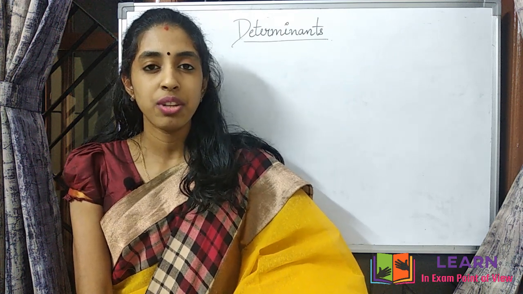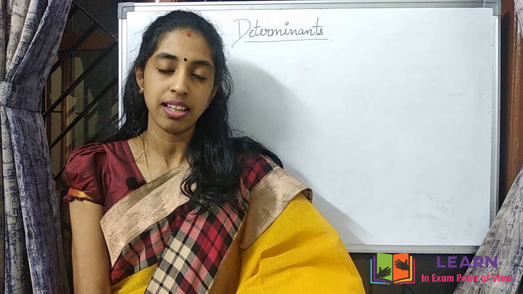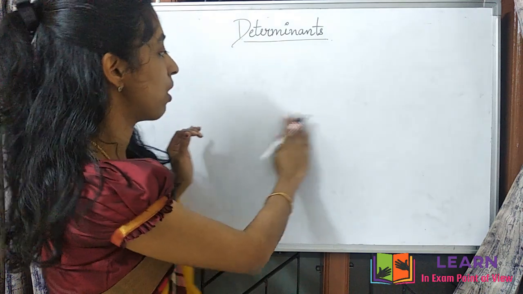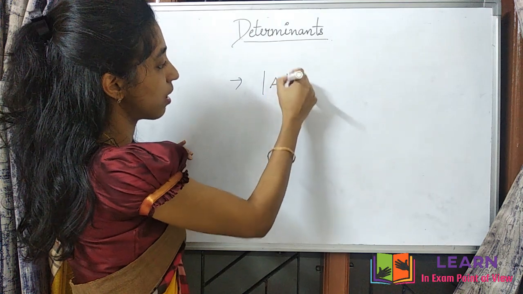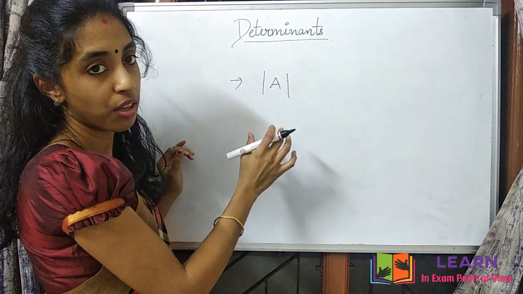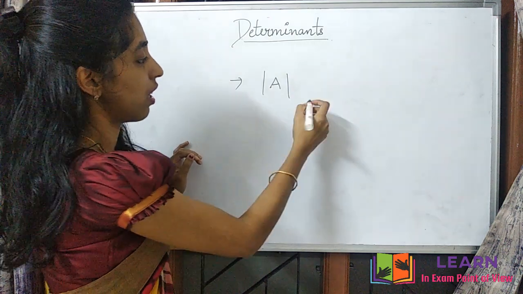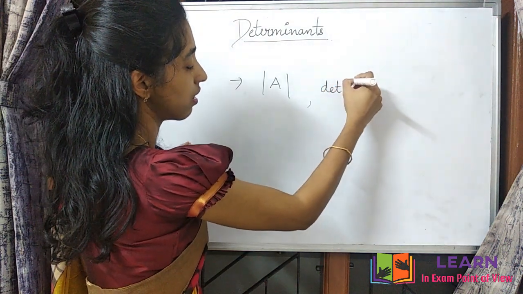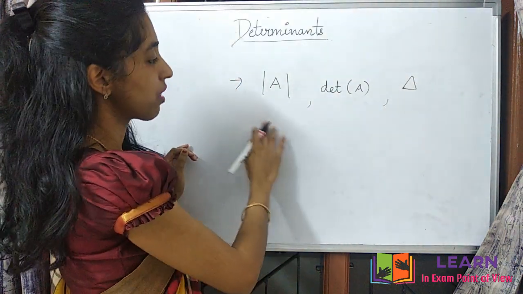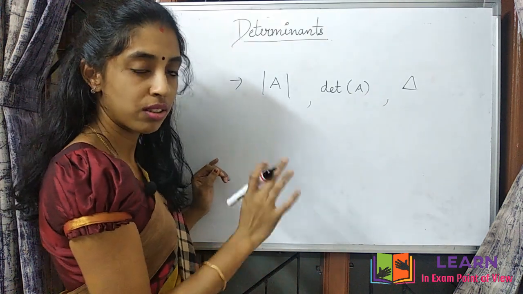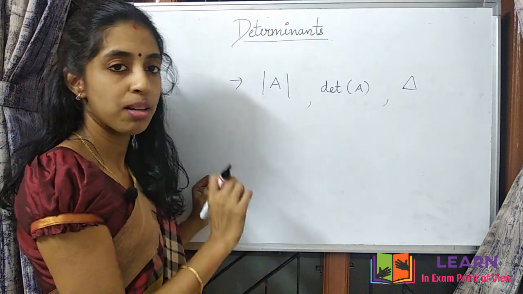For every square matrix of order n, we can associate a number that is called a determinant of that square matrix. I will show how we can denote a determinant. You can use determinant A, which is the determinant of a square matrix A, or you can denote it as determinant of A. Sometimes we will use delta. These three types we can use to denote the determinant of a square matrix.